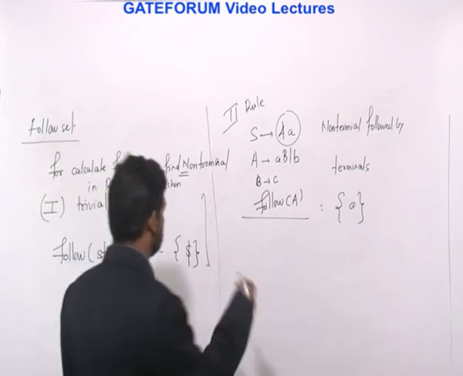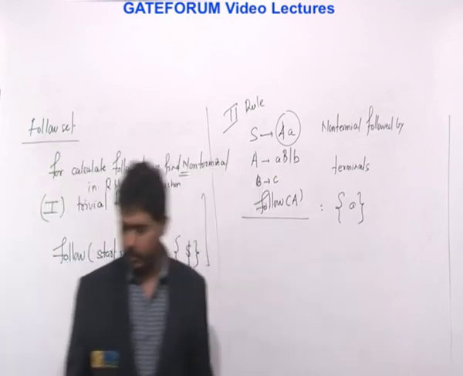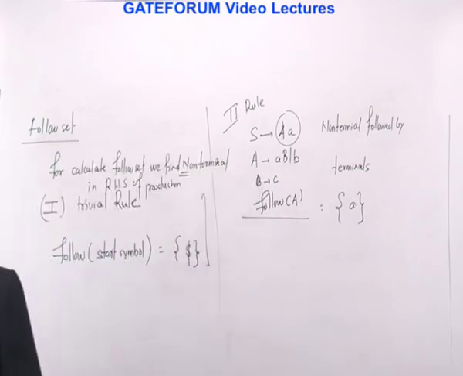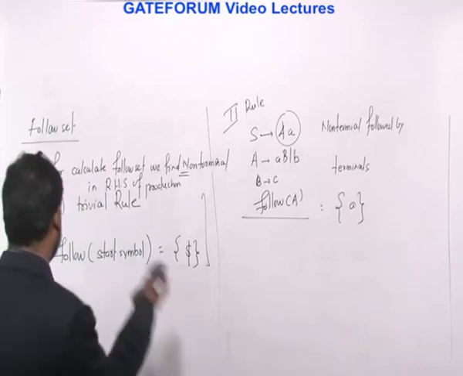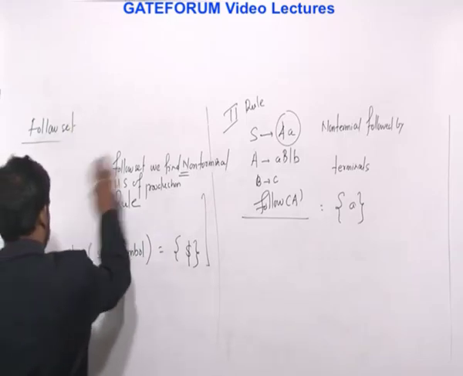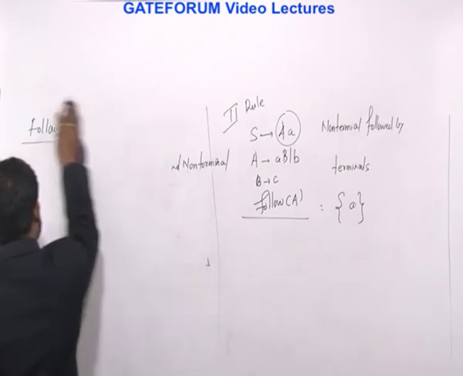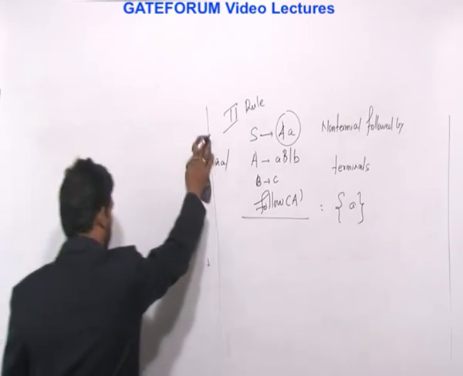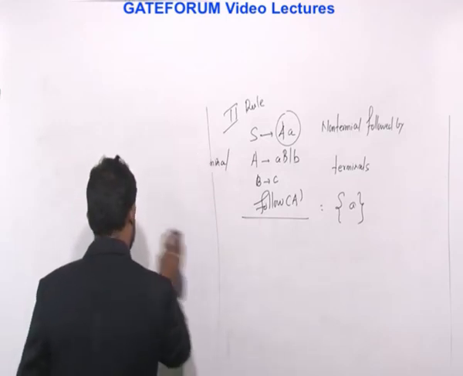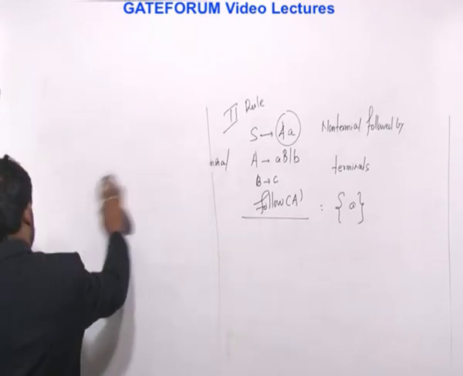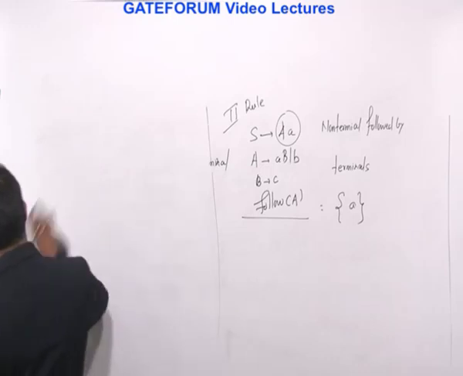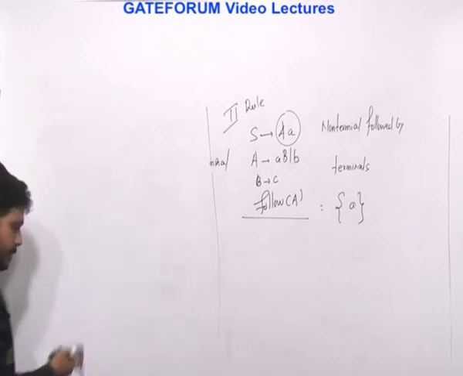So this is the second rule. The first rule is trivial, dollar, and the second rule, again the simpler rule, is: if it is followed by a terminal, include the terminal. Now another possibility can be what? Another possibility is a non-terminal can be followed by a non-terminal. Now there are two different cases possible.